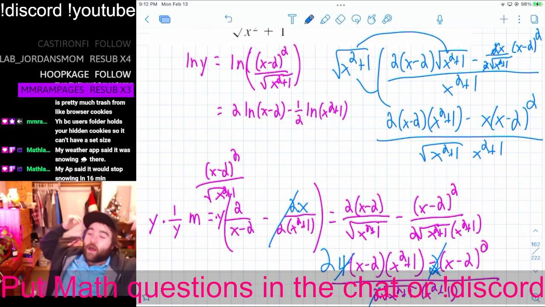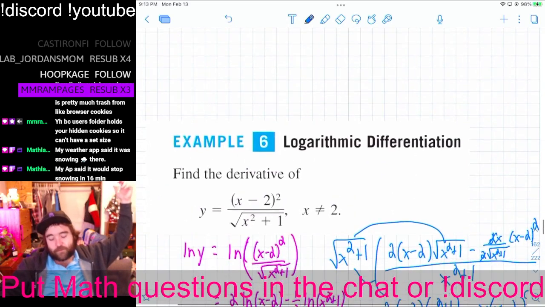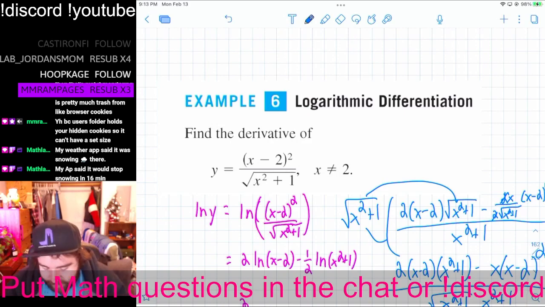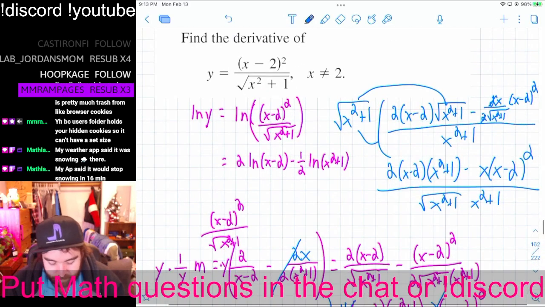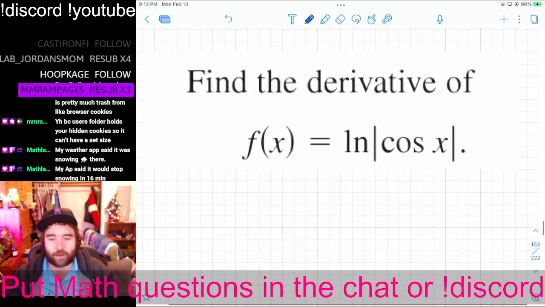So, yeah, I think that's a prime example of why you should just do it normally. You don't have to do logarithmic differentiation, unless it's really nutty. This isn't nutty enough to try to do logarithmic differentiation. Just do it normally. Quotient rule is not that bad. You can do it. I promise.